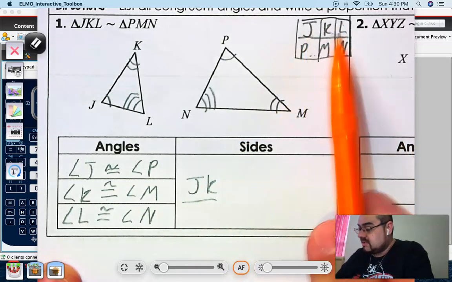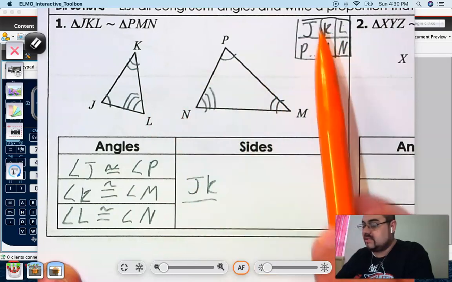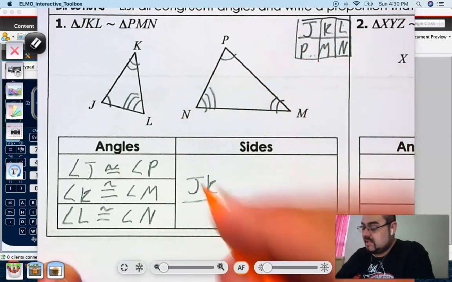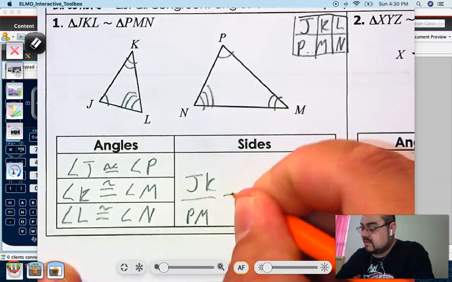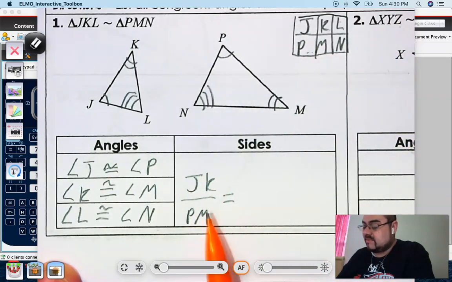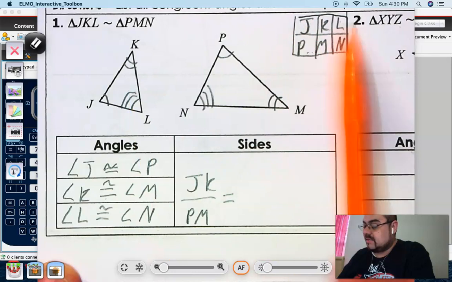And that corresponds to side PM, according to this. I don't even have to look at the picture. Okay, I'm using this, side PM. Those two correspond with each other. That's going to be proportional to another side. I'm going to start with all the sides on the left triangle first. That's the top part of this grid.